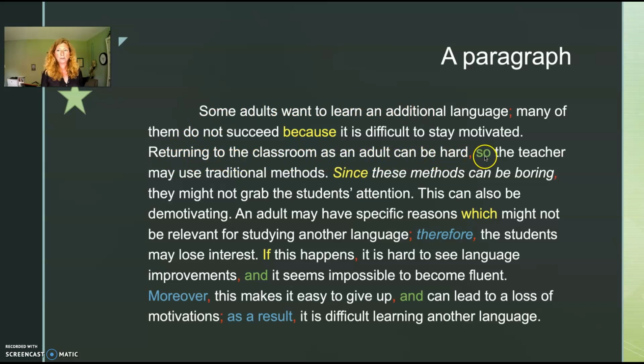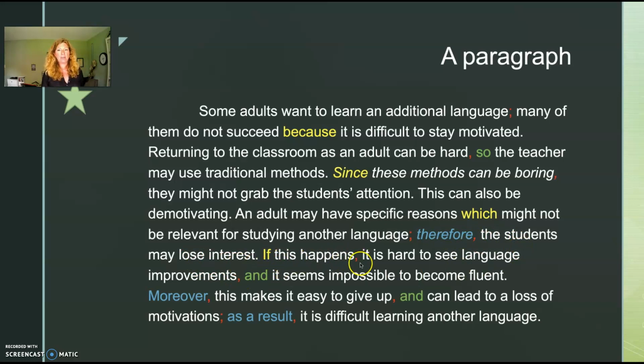Comma, so, since, comma, student's attention. This can also be demotivating. Looks like I'm reading it with you. An adult may have specific reasons which might not be relevant for studying another language, semicolon, transition. Therefore, comma, the students may lose interest.